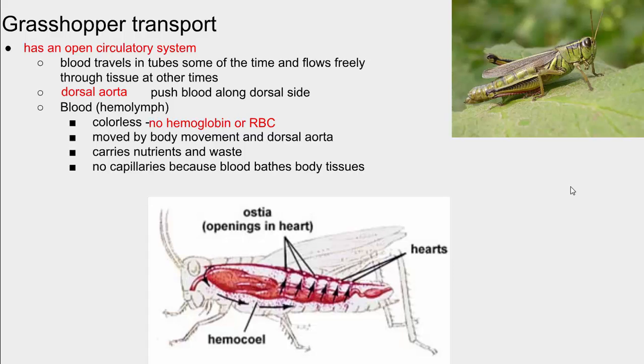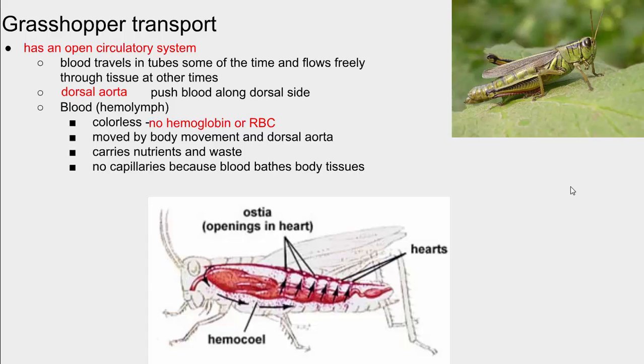An interesting thing about the insect's blood is it doesn't have hemoglobin and it doesn't carry oxygen. If you remember when we talked about oxygen in insects, they take oxygen directly in through those openings in the abdomen, takes it into their tissue to supply oxygen. So the oxygen for insects isn't coming from the blood. It's carrying nutrients and waste products, but not oxygen.